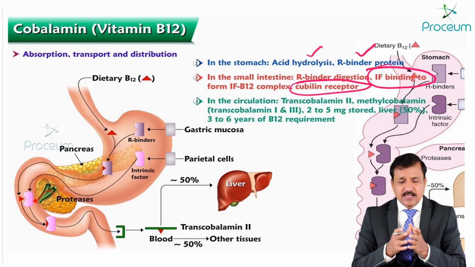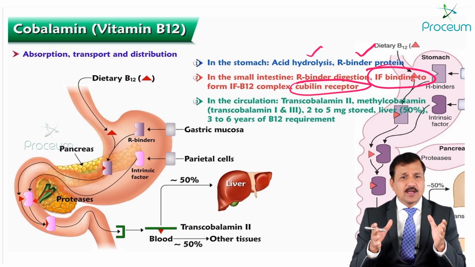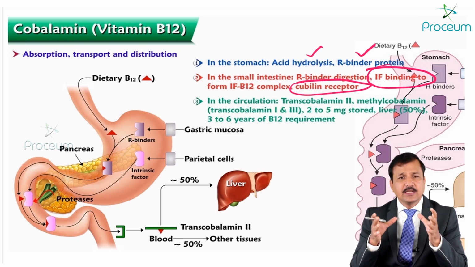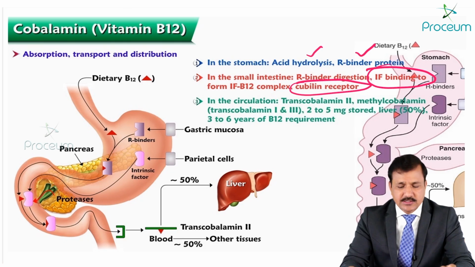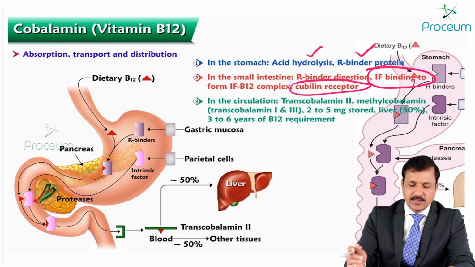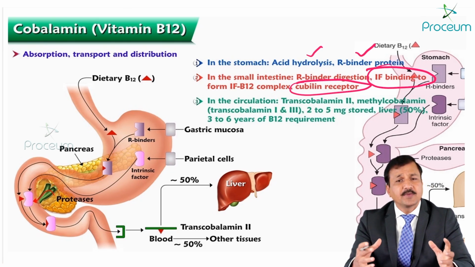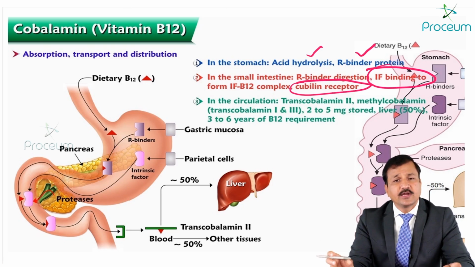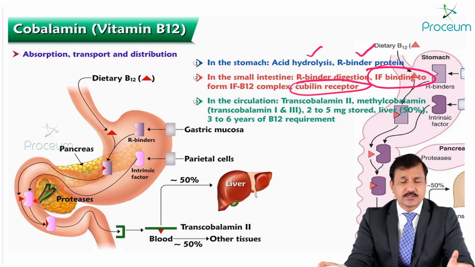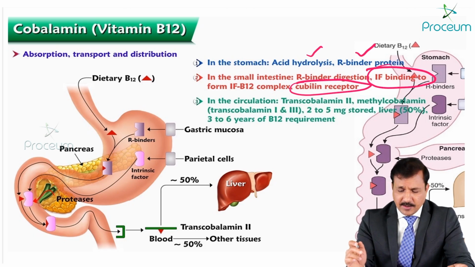Once it is inside, the intrinsic factor cobalamin complex is separated, and now you have free cobalamin in the enterocytes, and this free cobalamin is going to bind with transcobalamin 2. This transcobalamin 2 is the protein that helps in the transport of vitamin B12 from the intestine all the way to the tissues. Okay, so transcobalamin 2 is the transporter of vitamin B12.